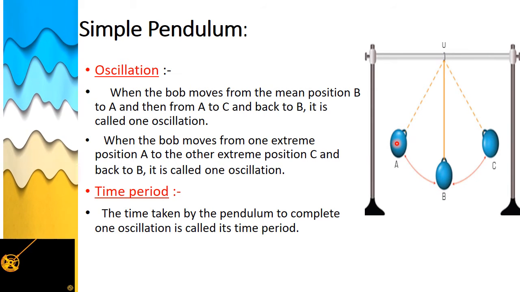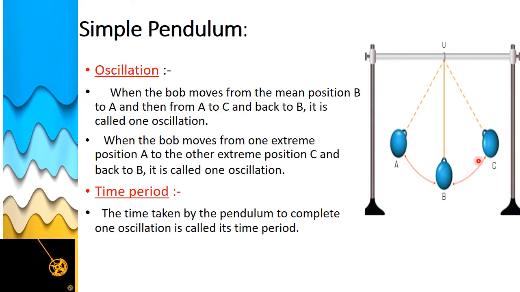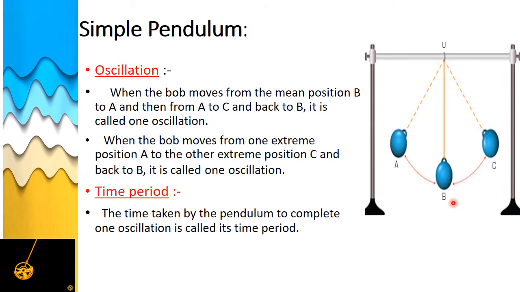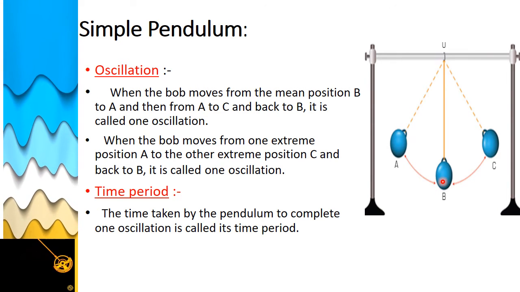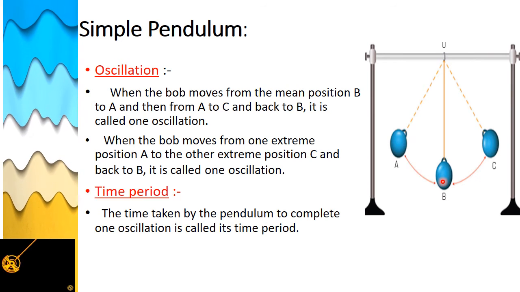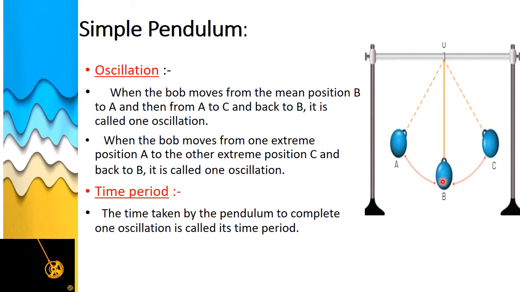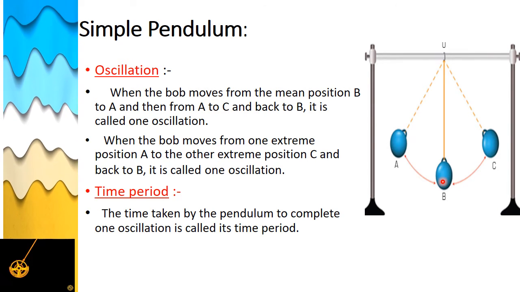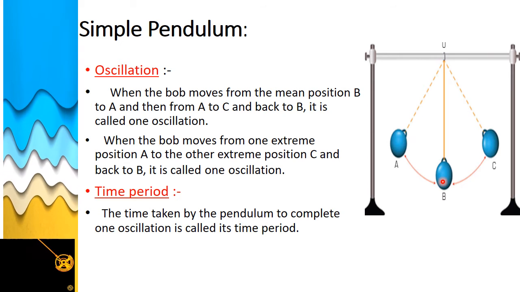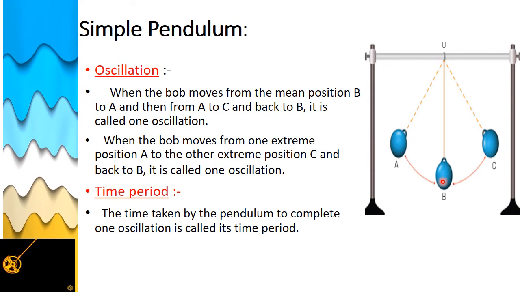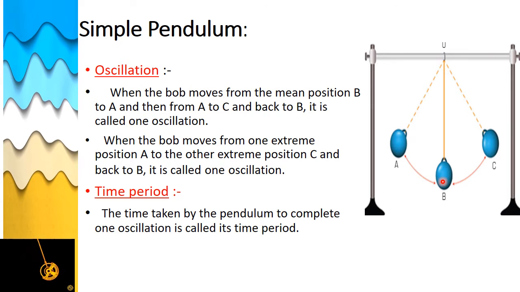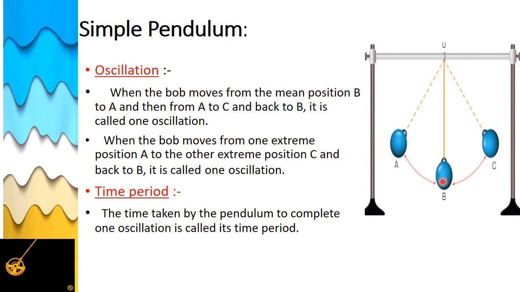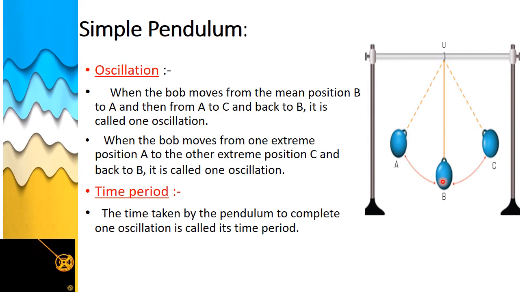In other words, when the bob moves from one extreme position A to the other extreme position C and comes back to its mean position B, it is called one oscillation. I repeat the definition: one complete to and fro motion of the bob about its mean position is called an oscillation of the pendulum. We have time period, the next term.